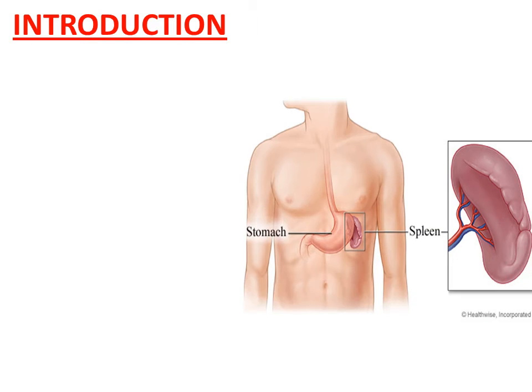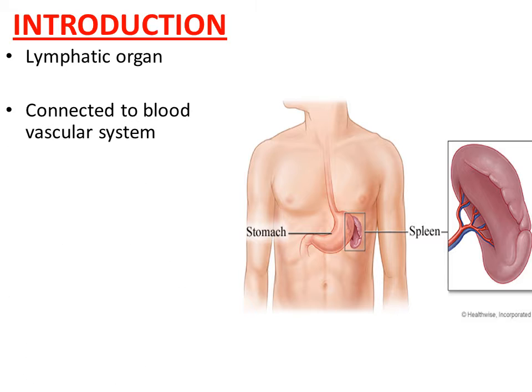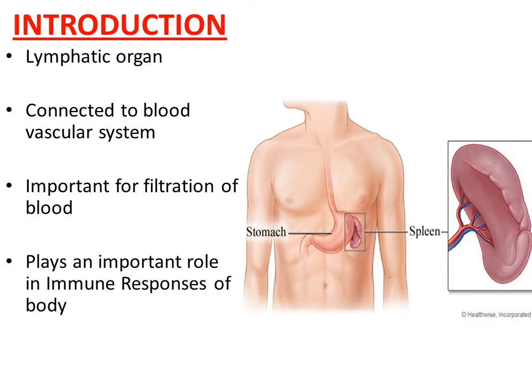Now we are going to start with the spleen, starting with its introduction first of all. See, spleen is a lymphatic organ connected to the blood vascular system and it plays an important role in the filtration of blood, as it removes old and damaged RBCs and other blood cells as well as microorganisms, right? Thus it filters the blood and also plays an important role in the immune responses of the body.